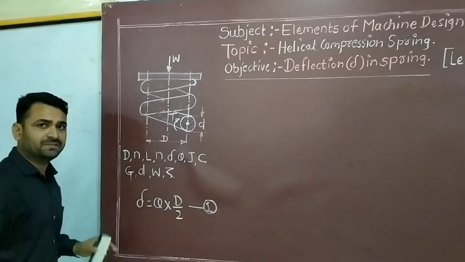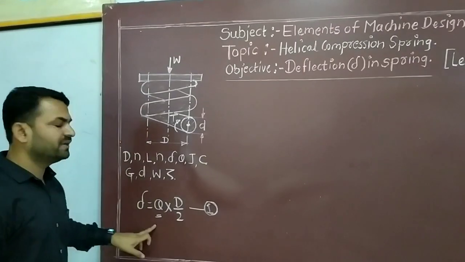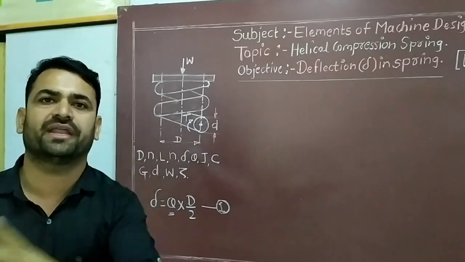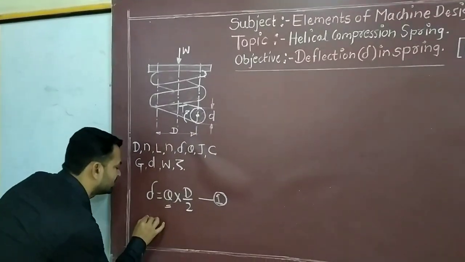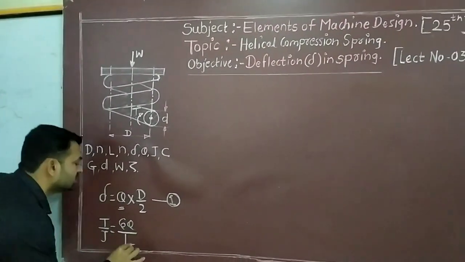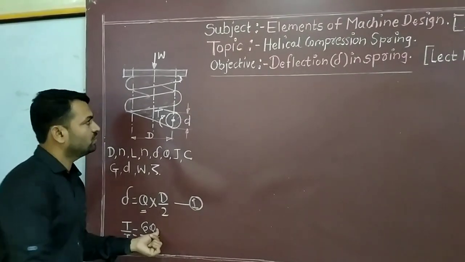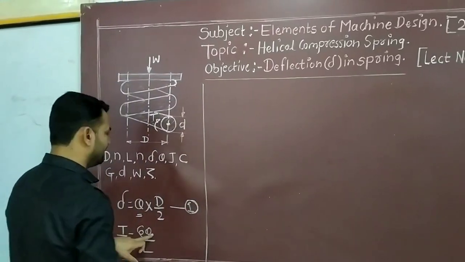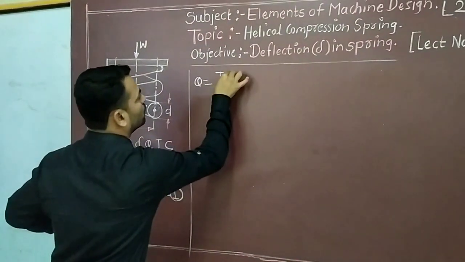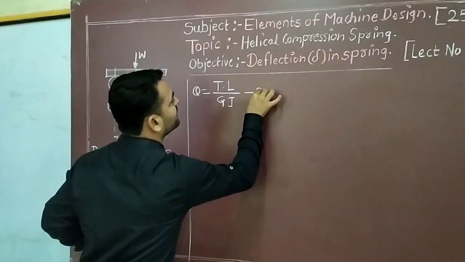In this deflection equation you can clearly see theta, and as we know the spring is going to deflect due to load W, the torsion equation plays a very important role. Everybody must know the torsion equation, that is T by J is equal to G theta by L. In this equation we have the value of theta. So how to find the value of theta? By rearranging the terms, theta will be equal to T into L divided by G J. So this is equation number 2.